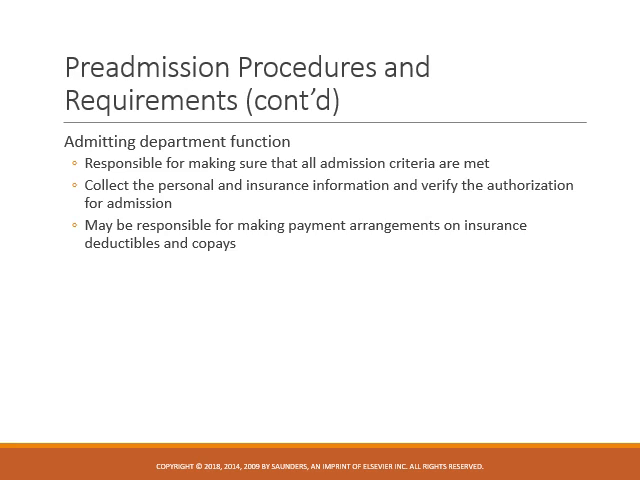What is the primary function of the admitting department? Well, they are responsible for making sure that all admission criteria are met. They collect the personal and insurance information and verify the authorization for admissions. In many facilities, the admitting department is part of the business office, and they are responsible for making payment arrangements on insurance deductibles and copays.